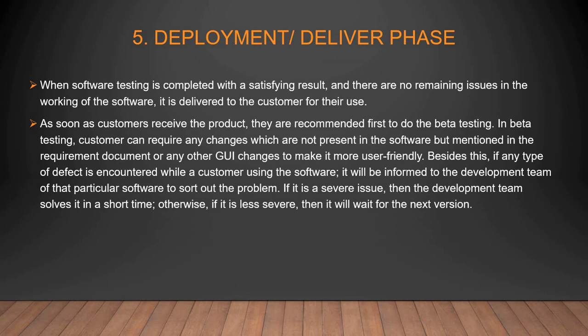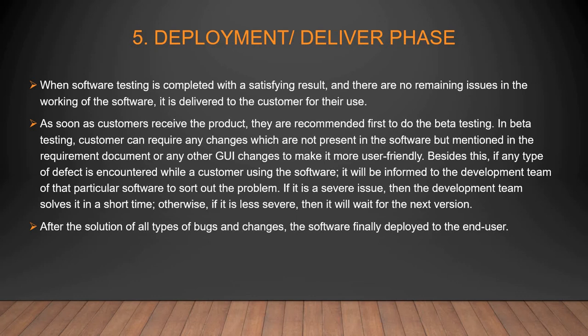If any type of defect is encountered while a customer is using the software, it will be informed to the development team of that particular software to sort out the problem. If it is a major issue, then the development team solves it in a short time. If it is less priority, then it will wait for next version. After the solution of all types of bugs and changes, the software is finally deployed to the end user.